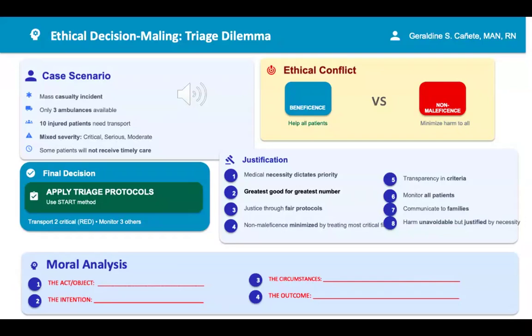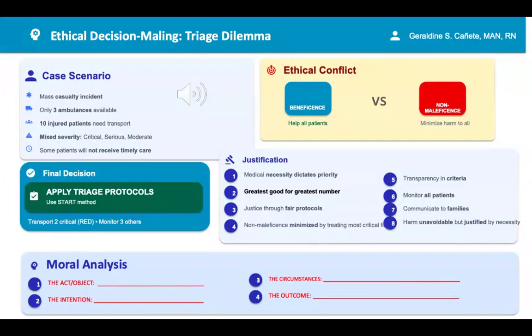Okay. Now, what's the ethical conflict in this case? What are the competing principles that are at play? Obviously, we have a conflict between justice and non-maleficence. We want to provide fair and equitable care to all patients, that is justice, but we also want to minimize harm and save as many lives as possible. That's non-maleficence. Now, how do we reconcile these competing principles when resources are so limited?